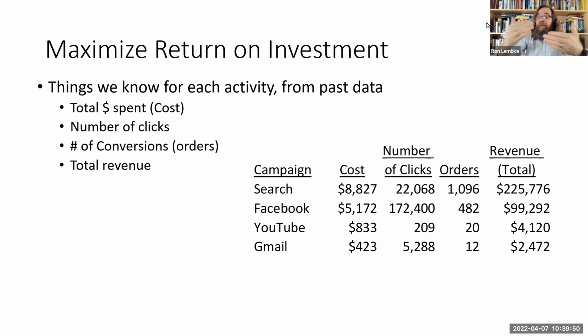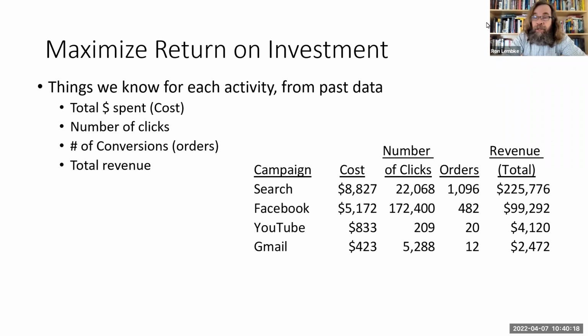Now, we're assuming that we have this information available to us from our past experience. For each of these four platforms, we know how much we spent, we know how many clicks we got, we know how many orders we got, and then we know what our revenues were. In a perfect world, we would also know what our profit was for each of those orders, but we don't have everything. But we have a lot of information here.